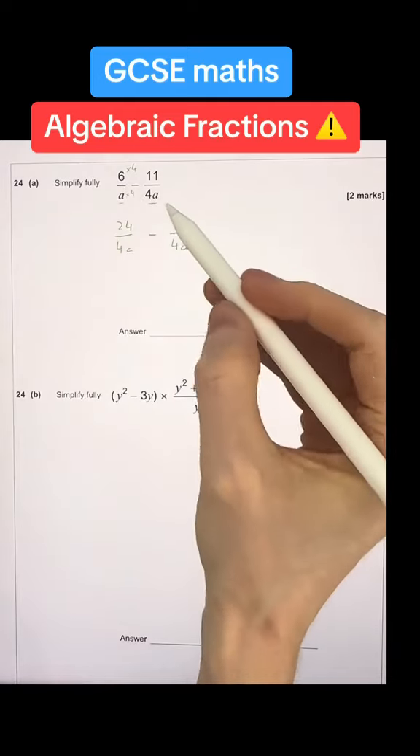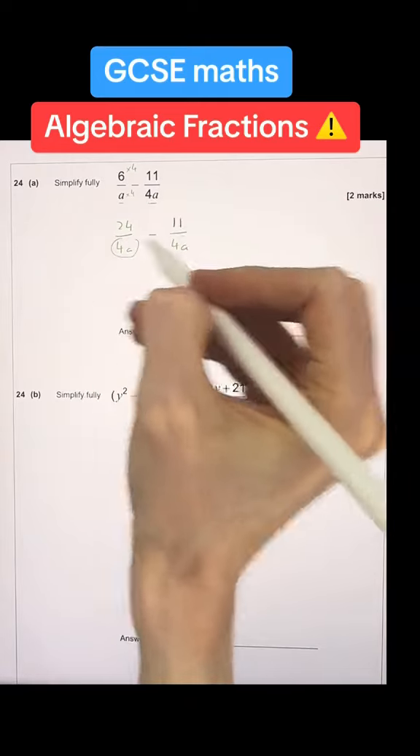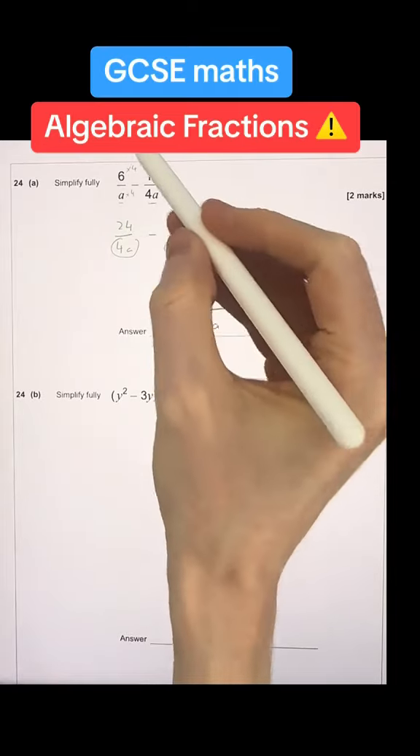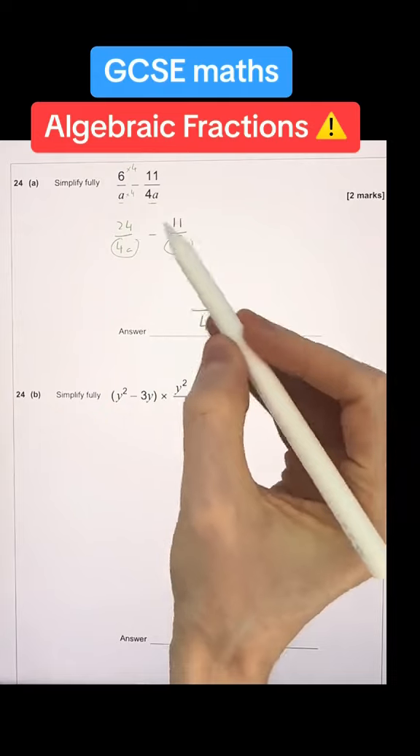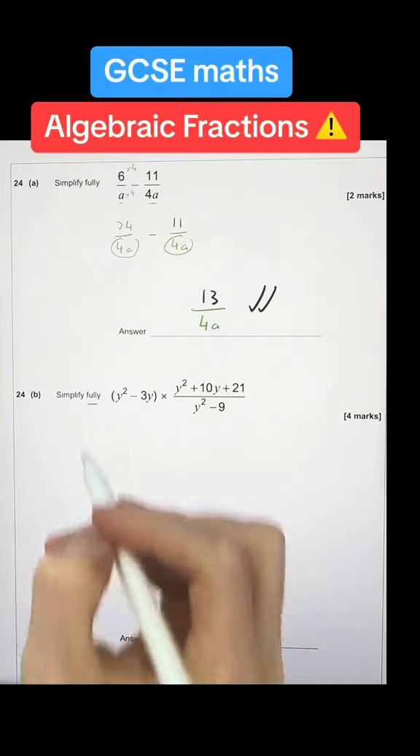Looking at my second fraction, it's already in the bottom out of 4a, so I leave the top exactly as it is. Now I've got a common denominator of 4a. I just write that once on the bottom and just do exactly what's on the top. In this case, I've got 24 subtract 11, which simplifies to give us 13. Simplify fully for 4 marks.